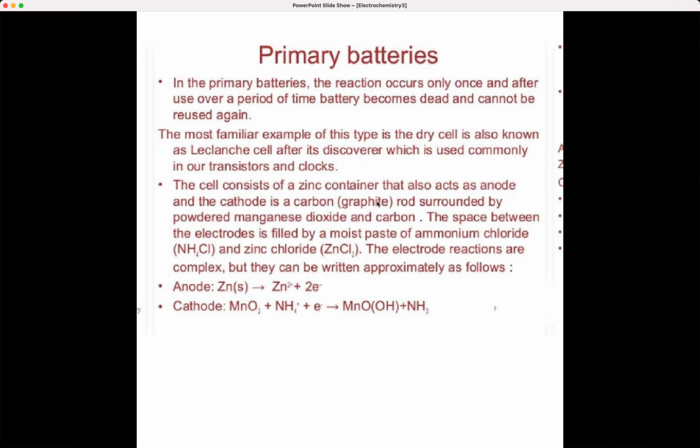Here the cell consists of a zinc container, which acts as the anode, and a cathode, which is a carbon or normally graphite rod surrounded by powdered manganese dioxide and carbon, which acts as an electrolyte. The space between the electrodes is filled by a moist paste of ammonium chloride and zinc chloride. The electrode reactions are complex, but you can write it like this: at the anode, Zn gives Zn2+ plus 2 electrons, and at the cathode, MnO2 plus NH4+ plus electron gives MnOOH plus NH3. Now, clear this primary battery part.